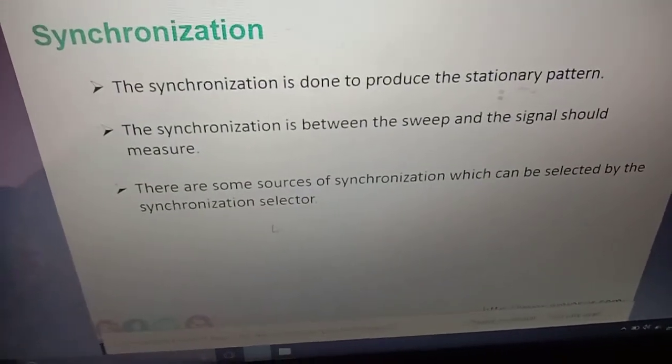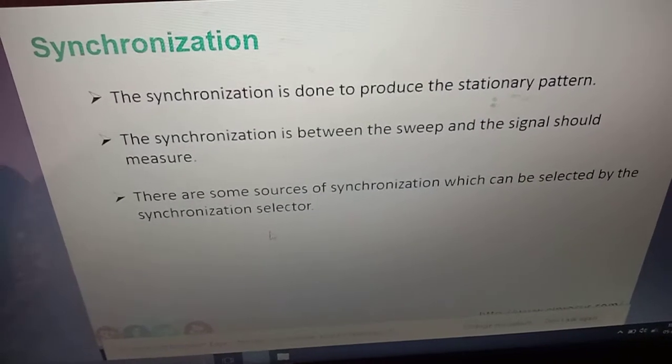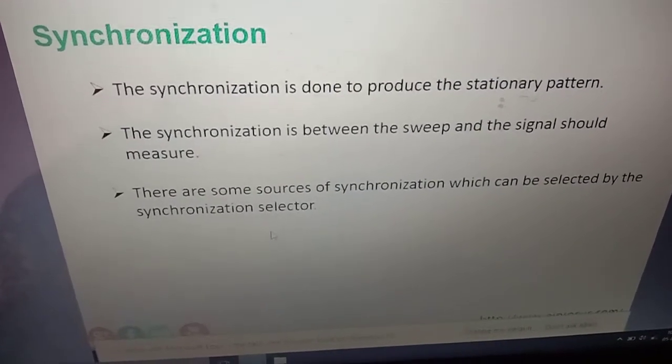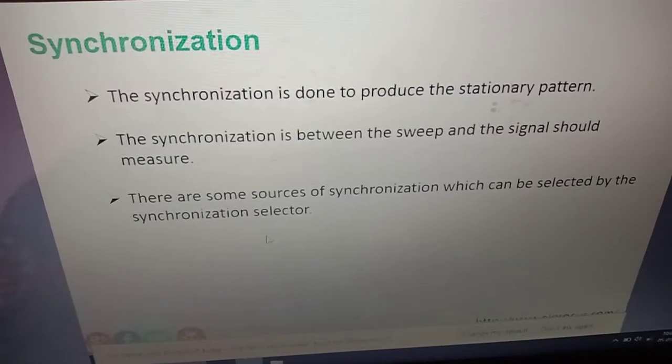What is the purpose of synchronization? It is used to produce the stationary pattern. The synchronization is between the sweep and the signal that should be measured.